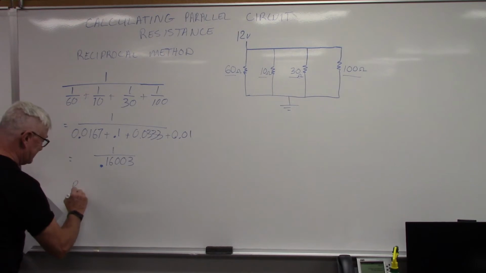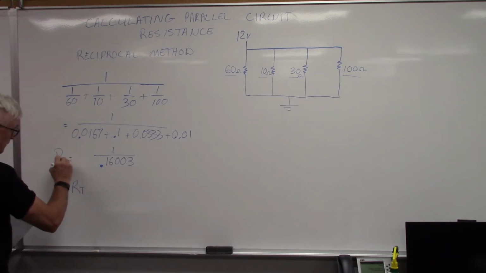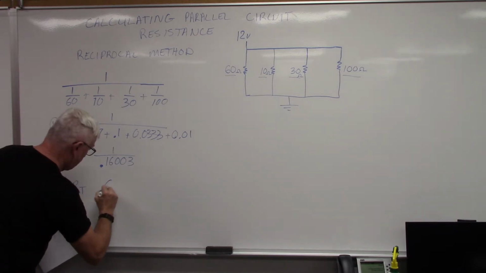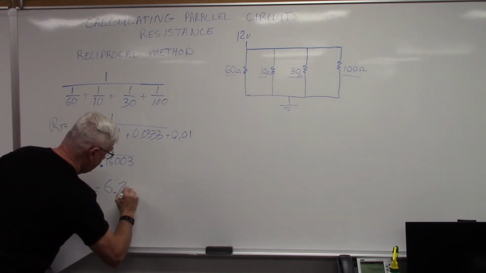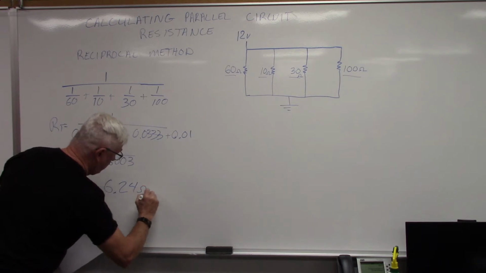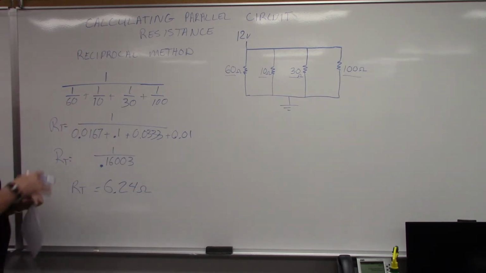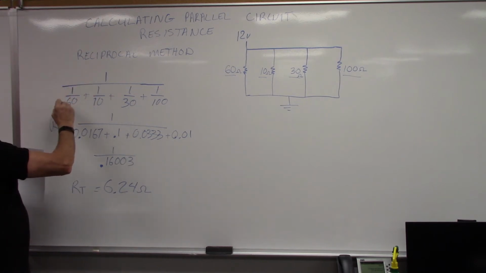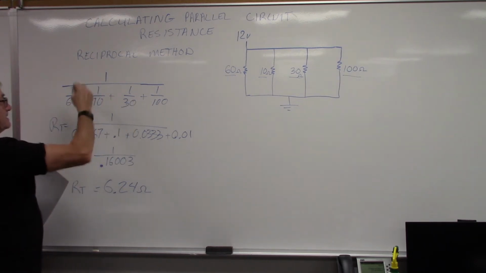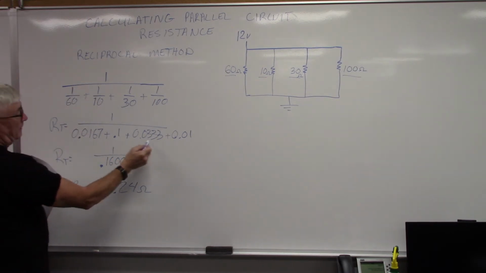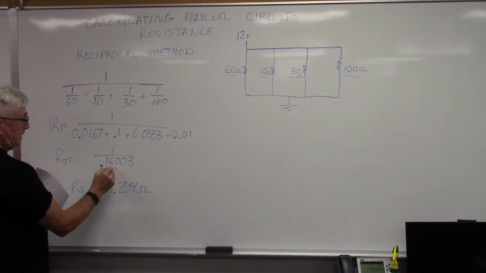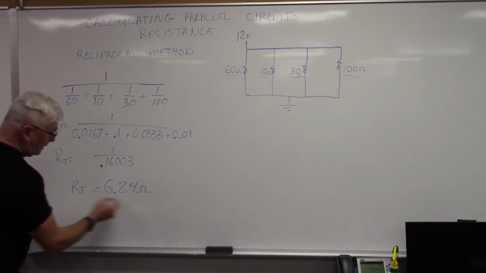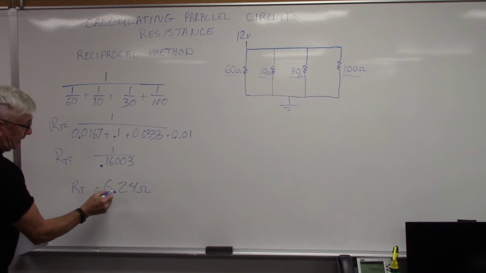We do that last bit of math and finish this out. My total resistance is going to equal 6.24 ohms. So that is the method in which you do it. We take 1 over each individual resistance, divide them in to get these numbers, add these numbers up to get to here, and then take this number and divide it back into our 1, and we end up with that answer.